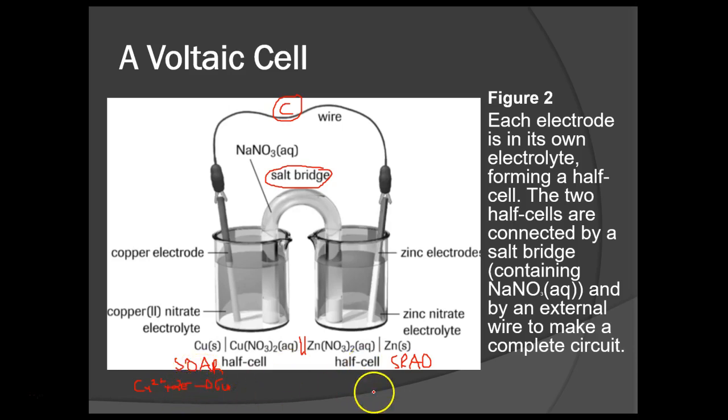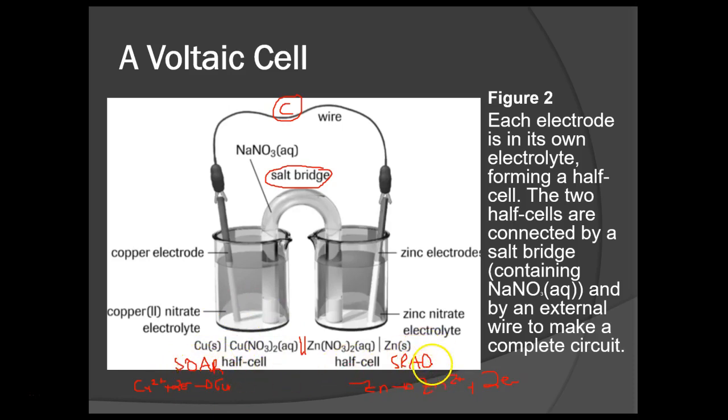So Cu2+ and 2 electrons turn into solid copper. Okay, that's our reduction. Over on this side, we have our zinc turning into zinc 2+, again, apologies for the writing, and 2 electrons. So what's happening here then is that oxidation is occurring over here because the strongest reducing agent gets oxidized. Reduction is occurring over here because the strongest oxidizing agent gets reduced.